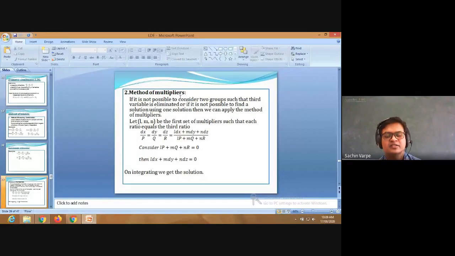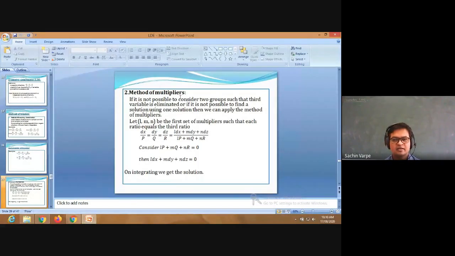So examples also, I think we have discussed. Now, the second method we are discussing is the method of multipliers, right? So let us discuss again. If it is not possible to consider the two groups or two ratios such that the third variable is eliminated, then we apply the method of multipliers. And if it is possible to find a solution using one solution also, then we can apply the method of multipliers, isn't it? So in that method, what we are doing, we are selecting a set of l, m, n, a set of values, we can say values or variables or the combination of values and variables, isn't it? Values are constant, I can say.